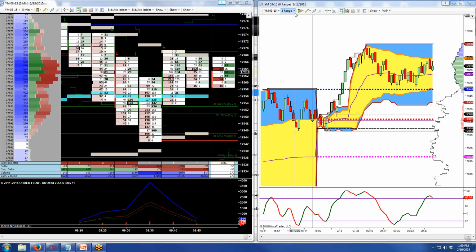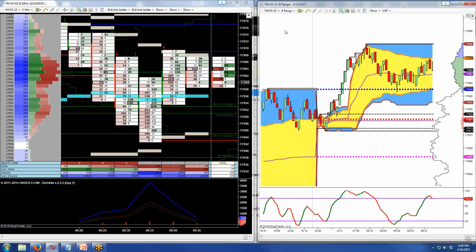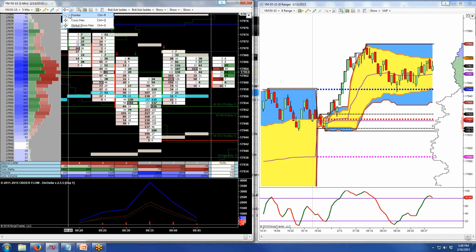So what you're looking at here is the market replay on Ninja, and you have it in Sierra as well. I'm not sure if you have it in TradeStation. The order flow tools that I'm using are only available for Ninja. So what we're looking at is the YM. Here on the left is the order flow, and I have it on a 5-minute chart, and then on the right I have the market profile on an 8-tick range chart. Now you can match it the same. You can put the chart on the left here on an 8-tick range chart if you like.